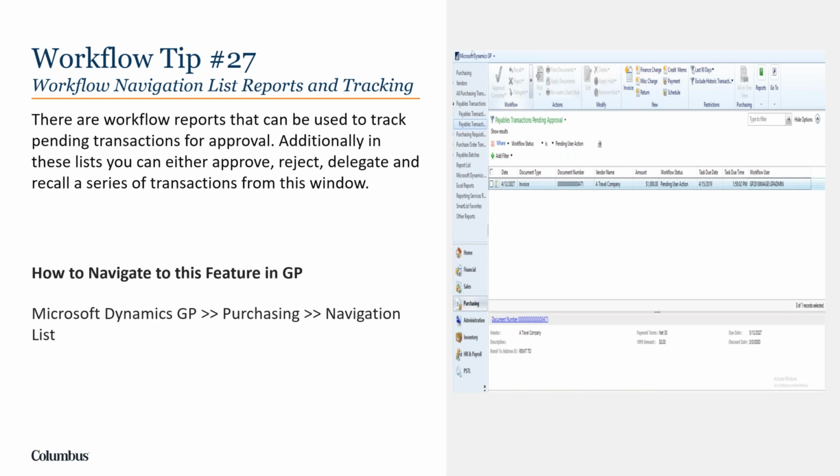A common question that I get asked when we implement this for users is, I don't want to have to go in and individually go into, as an example, that payables transaction entry window, hit approve, hit approve, hit approve. That's where a navigation list can really do that heavy lifting and allow you to approve multiple documents or submit multiple documents all at one time.